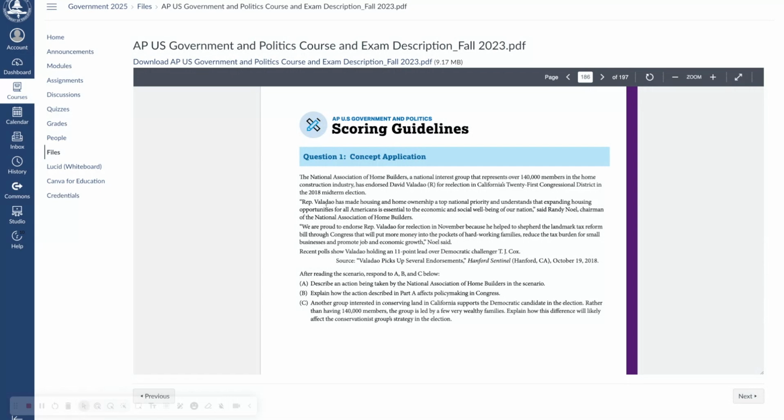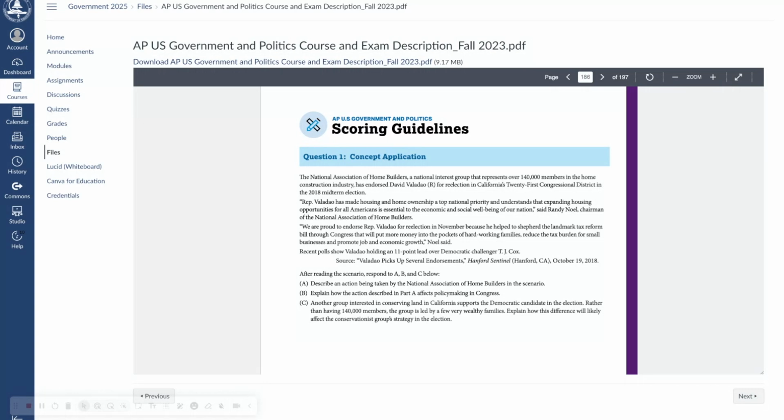For example, in this question here, the sample that's given on page 186, they give a scenario and then you're responding to A, B, and C. For example, describe the action being taken by the National Association of Home Builders in this scenario. Part B is explaining how the action described in Part A affects policymaking in Congress. And then C is asking: another group interested in conserving land in California supports a Democratic candidate in the election. Rather than having 140,000 members, the group is led by very wealthy families. Explain how the difference will likely affect the conservationist group's strategy in the election.